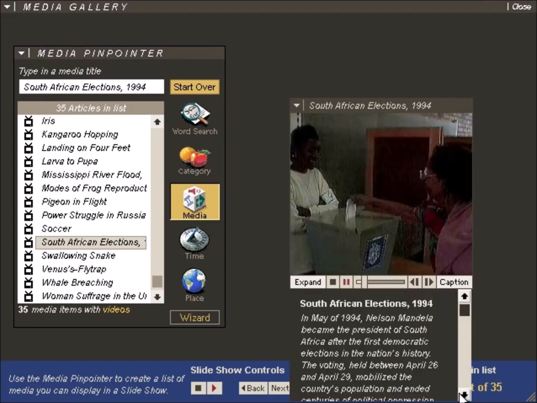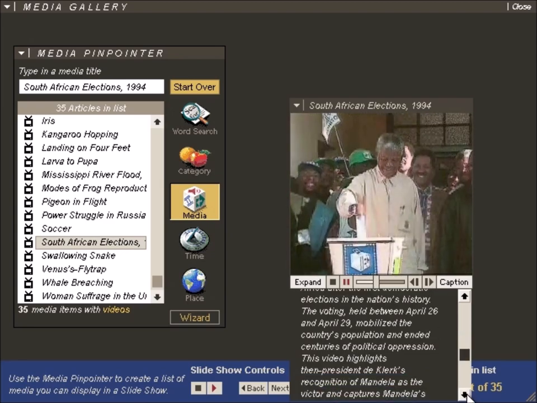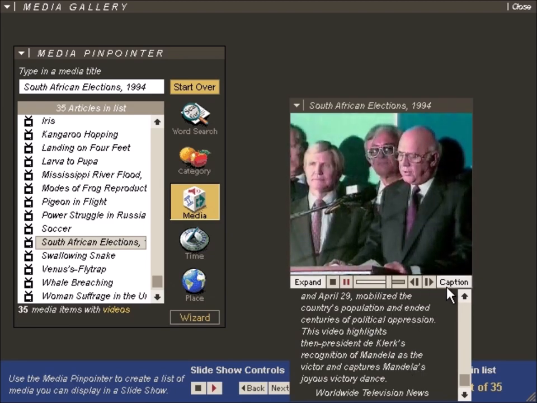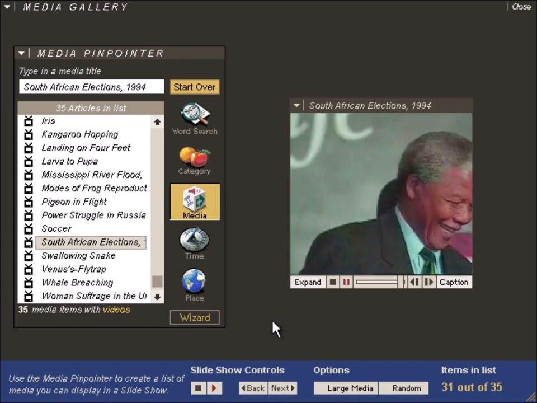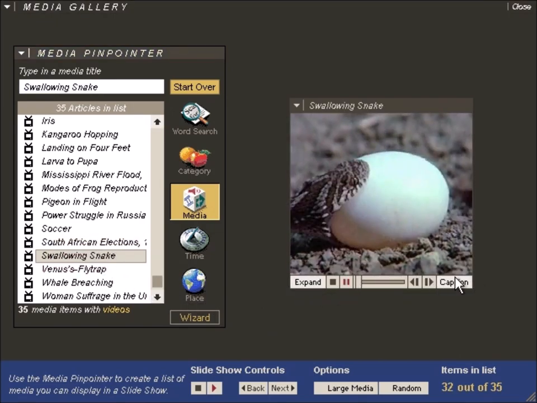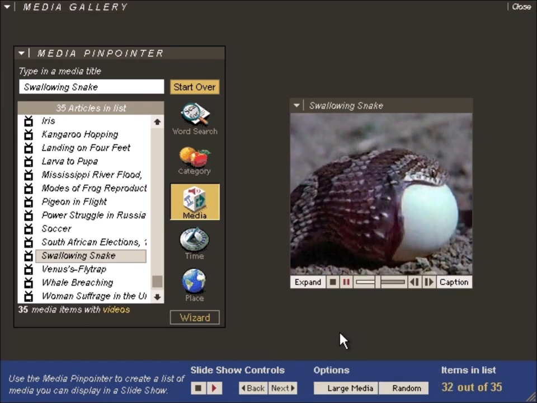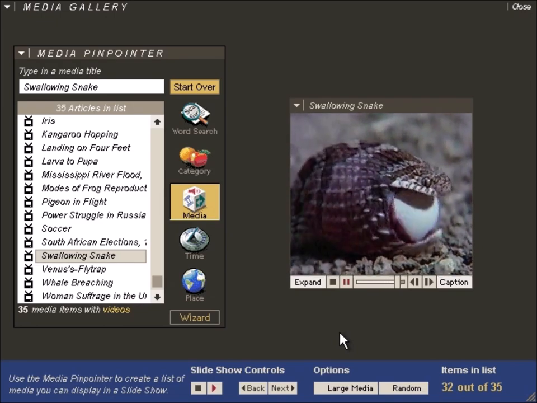For all South Africans, an unforgettable occasion. Mandela has walked a long road and now stands at the top of the hill. As seen in this time-lapse video, some snakes can eat things many times their diameter by unhinging their jaws.